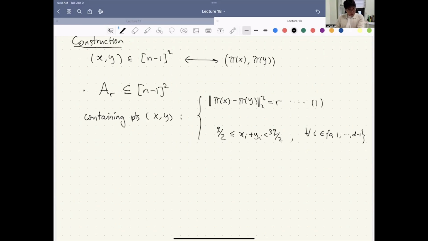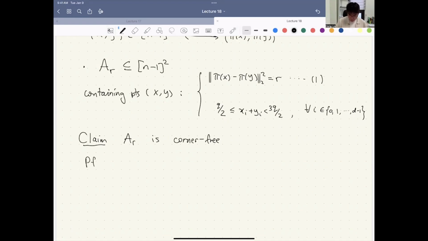Let's first prove that this set A_r is indeed corner-free, right? And then we're going to do optimization. Claim: this set A_r is corner-free. It does not have 3 points forming a corner. Why is it true? Suppose we have a corner.